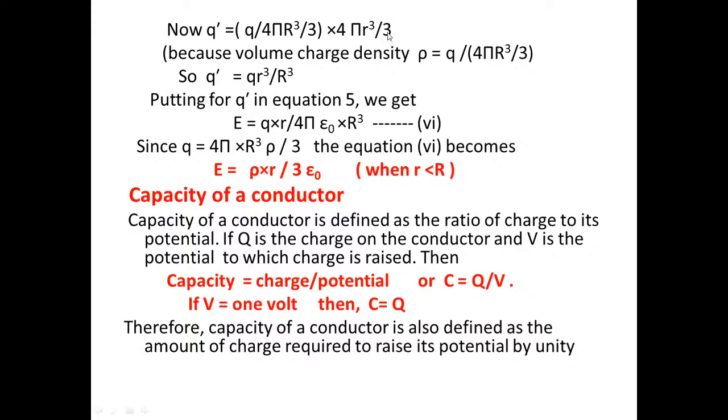When we simplify this, the value of q dash will come out to be q r cube upon capital R cube. So putting this q dash in equation 5, which equation? This one. We get E is equal to q r upon 4 pi epsilon naught into R cube. Since q is equal to 4 by 3 pi R cube rho, E will be equal to rho r upon 3 epsilon naught.